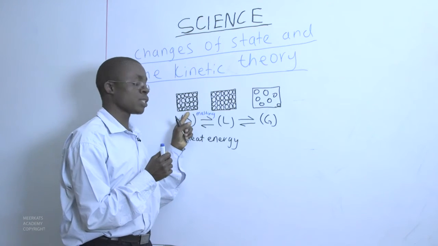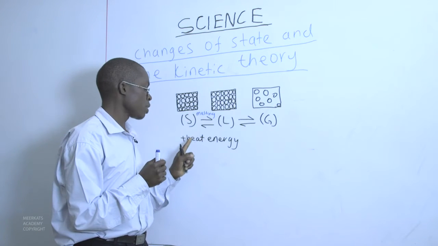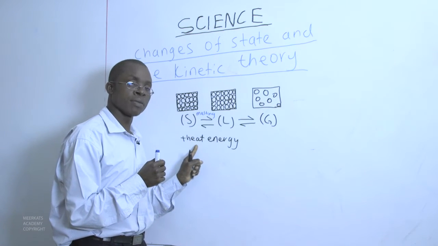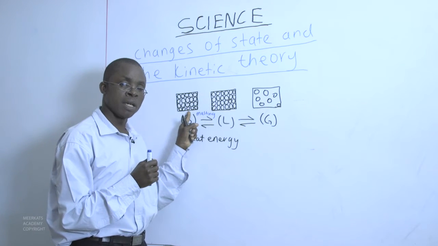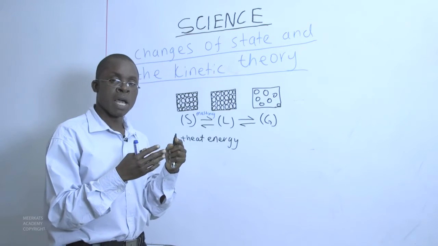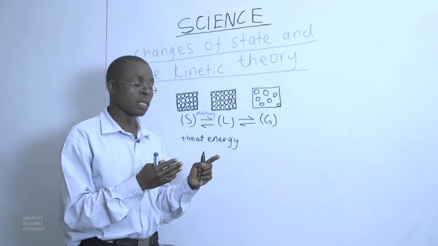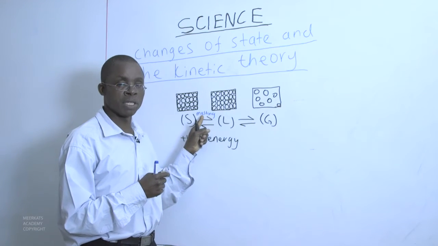The particles that were still started vibrating so heavily because of the high heat energy, which broke the forces holding the particles together, making the particles start rolling over each other, assuming a new state, which is a liquid, a process called melting.